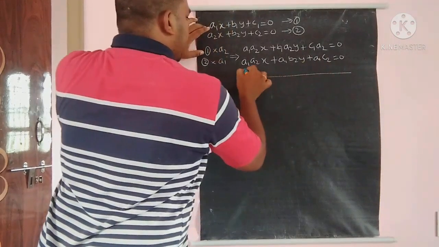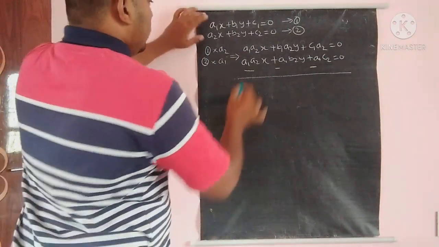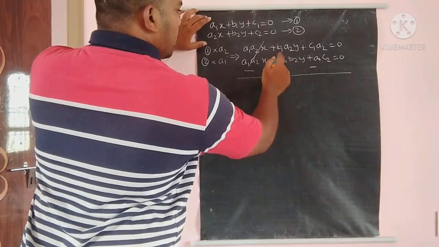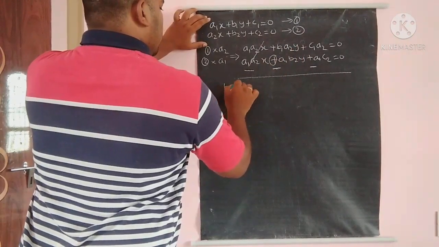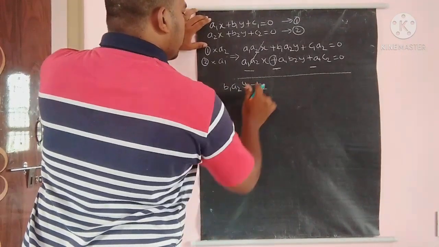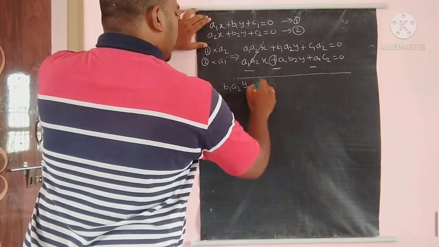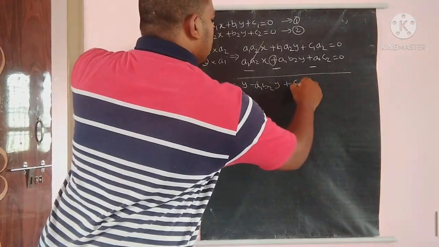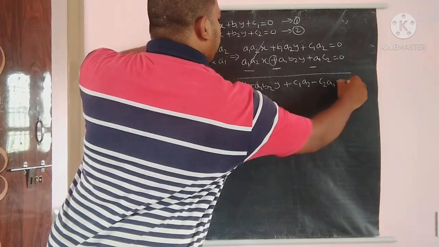So I will eliminate here x because x coefficients are equal, so minus and minus. So this will eliminate. Here we can write b1 a2 y minus a1 b2 y, because this minus we need to consider. b1 a2 y minus b2 a1, or we can write a1 b2 y plus c1 a2 minus c2 a1 is equals to 0.